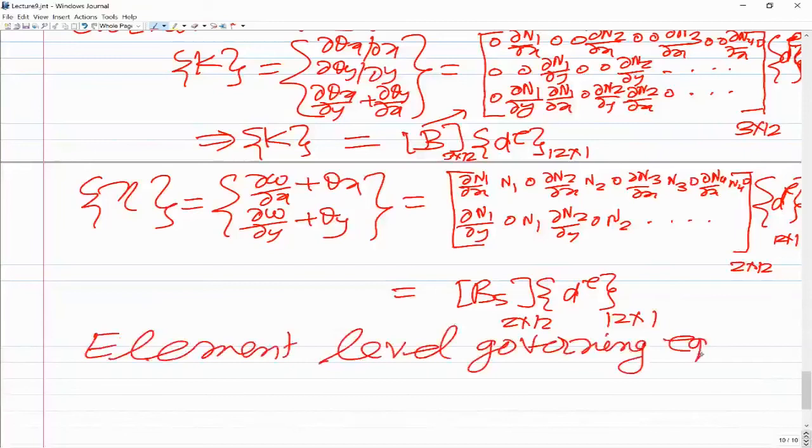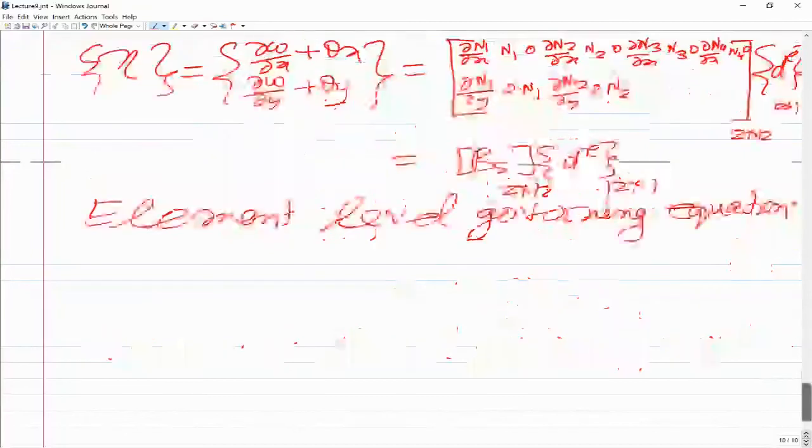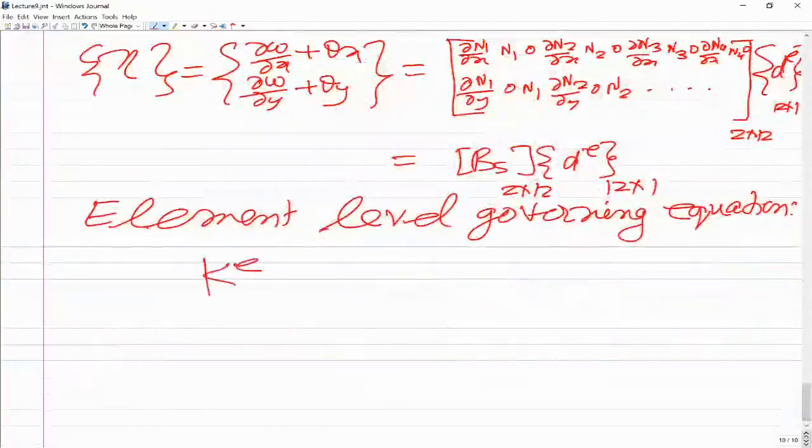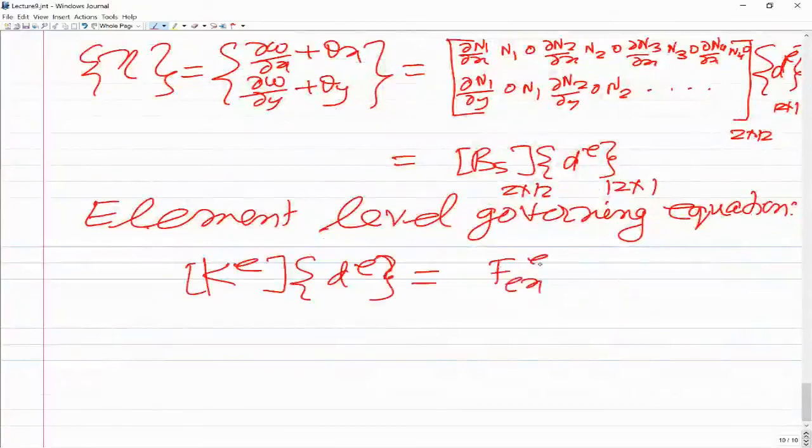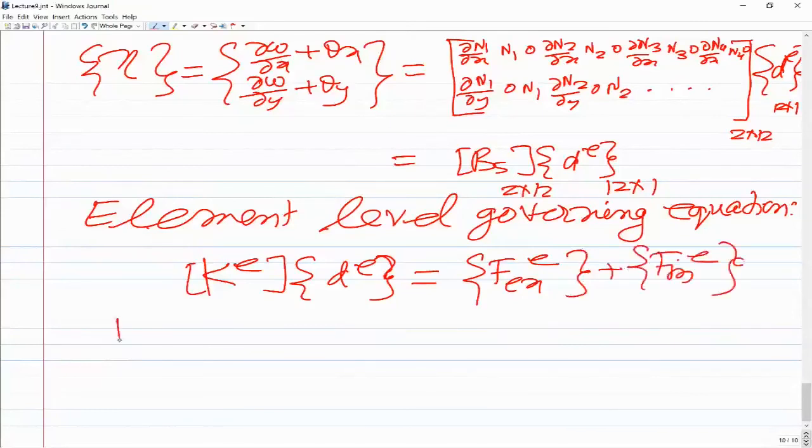So the element level governing equation would be of the same form. Only thing is now we will have Ke into De equal to F external for the element plus F internal. So this is same. Now when you look at Ke, the element level stiffness matrix, because B and J and everything is expressed in terms of zeta and eta, we carry out this integration in the zeta eta coordinate space.